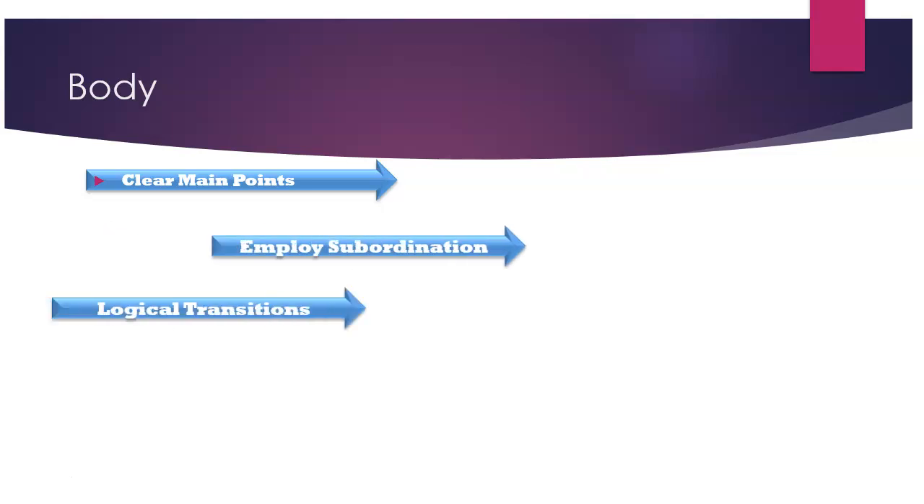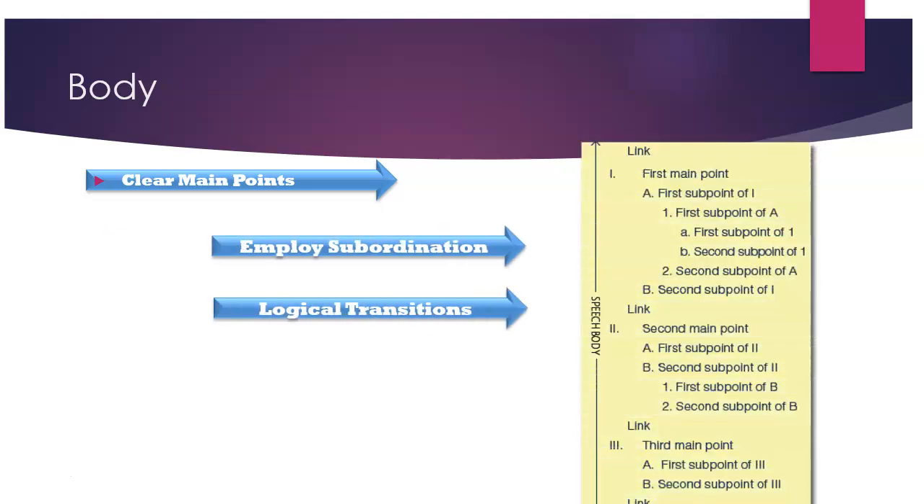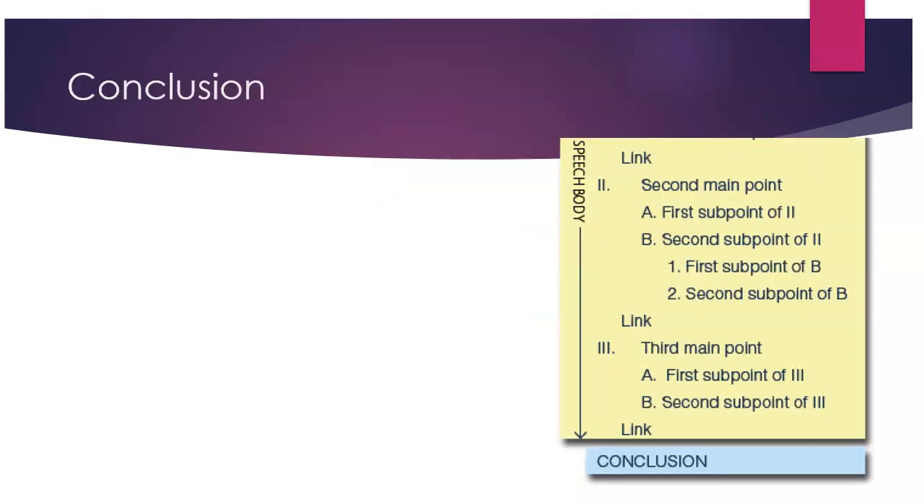Then we move on to the body of the speech. And you can see here, it's where we have our main points. You see the first main point represented in a Roman numeral, second main point. Here they call these links transitions, logical transitions. I'll refer to them as transitions. And the idea of that subordination, that indentation.